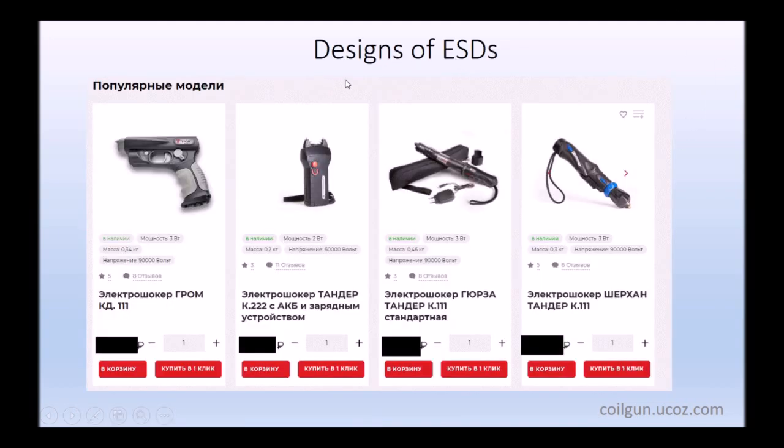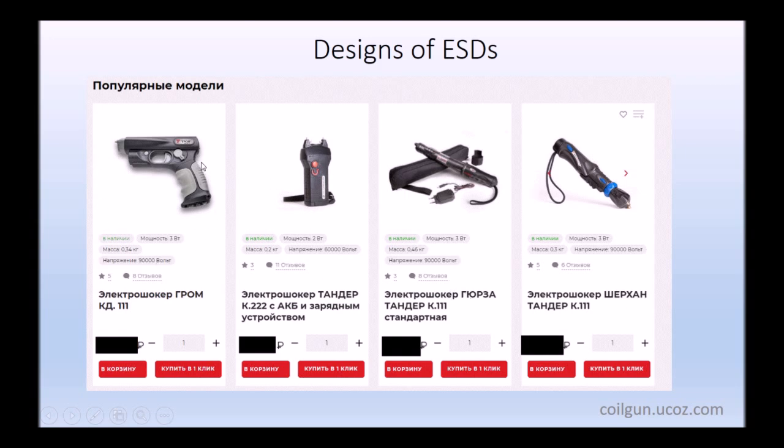There are also a lot of designs of ESDs. We should say about this. This is the most popular pocket ESD, a stun gun with some safe switch. It prevents unintended discharge in your pocket when you can press this button, for example, and take a discharge on your leg.